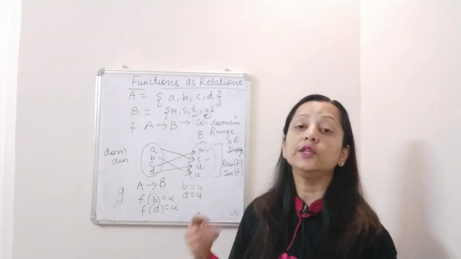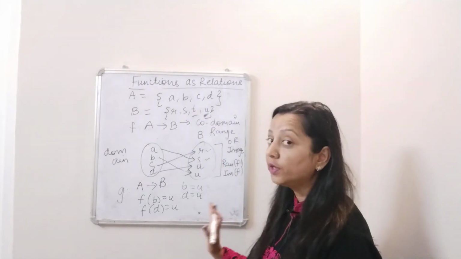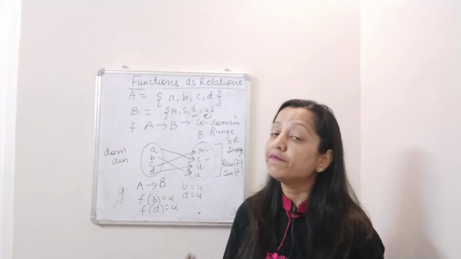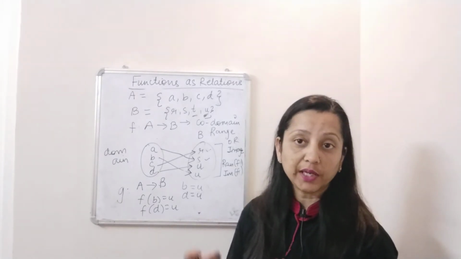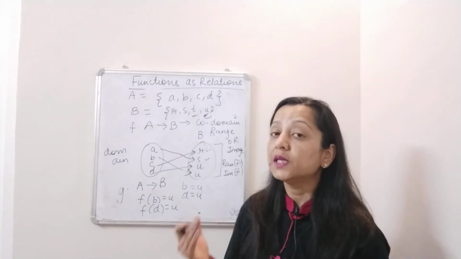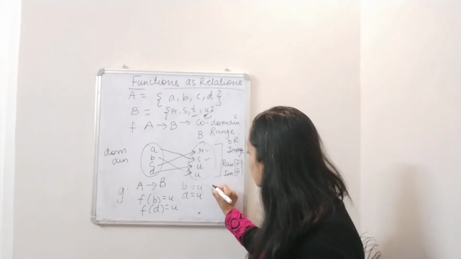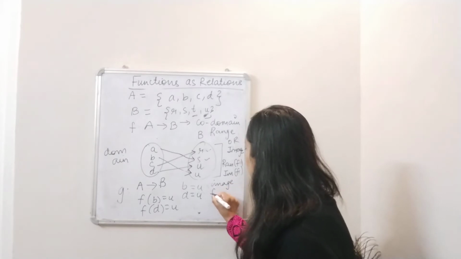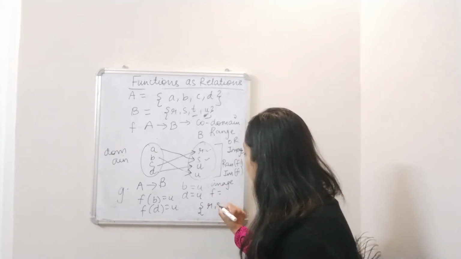T has not been assigned to any of the elements of set A. So in this case, T will not be called the image of the function. Clear? Only those elements from set B which have been assigned to the elements of set A will be called the image, and not those which have not been assigned. So in this particular scenario, the image of function f will be this collection of elements, the set RSU.